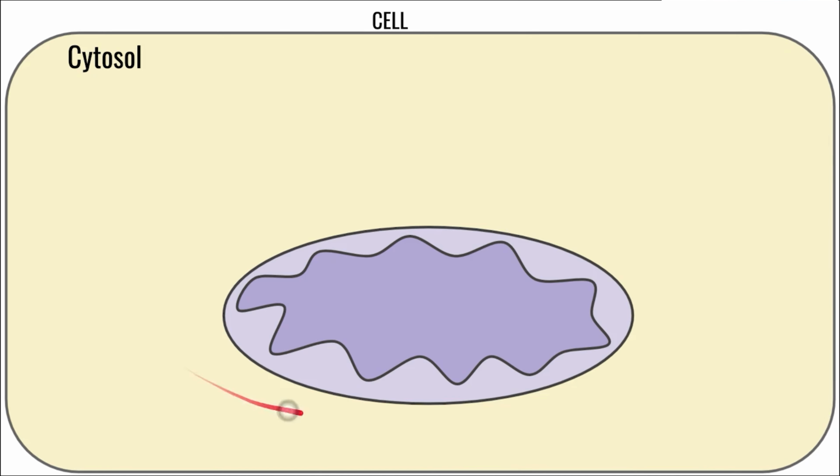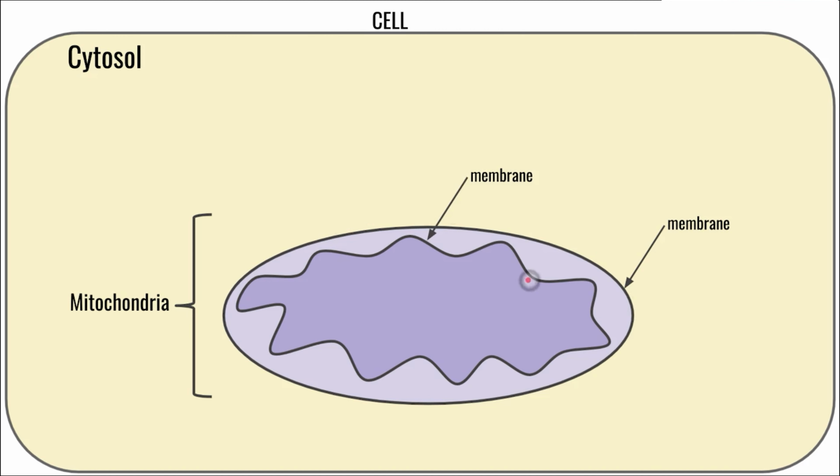This yellow area, this is the inside of our cell. This is called the cytosol, very watery environment. And then this large purple structure, this is an organelle called the mitochondria. Now, the mitochondria is kind of special because it actually has two layers of membranes. So the mitochondria has an outer membrane and an inner membrane.